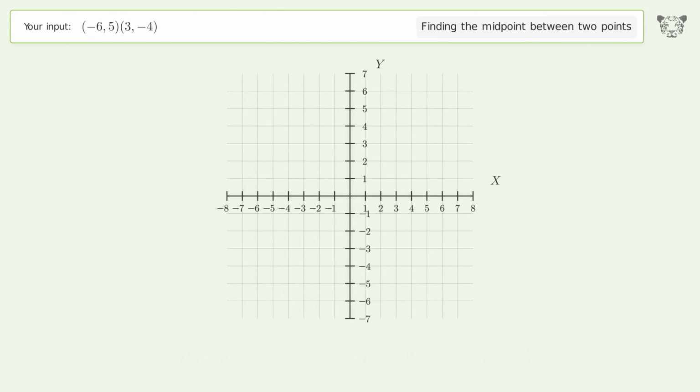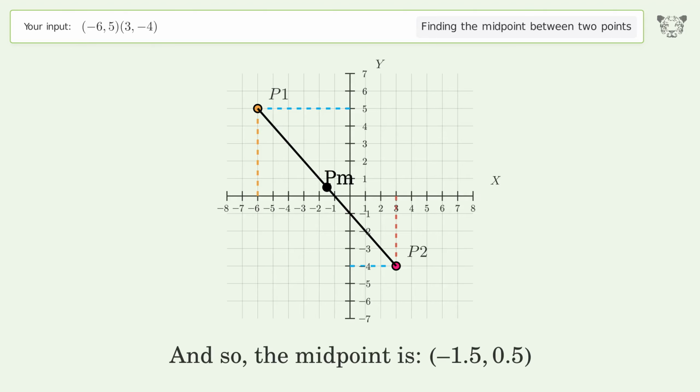And so, the midpoint is negative 1.5, 0.5.